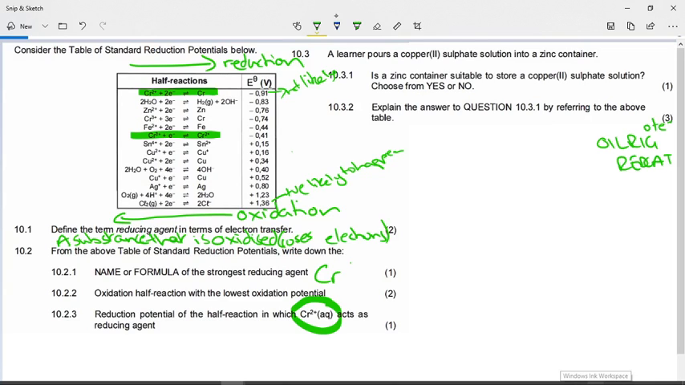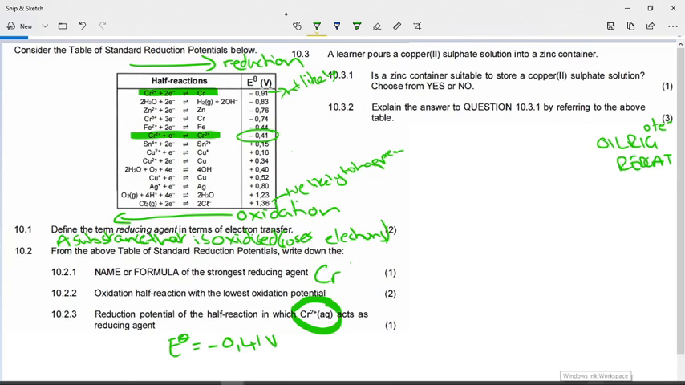But we want the half reaction in which chromium 2+ is the reducing agent, which means it's oxidized. So we are looking at this value over here. So it is an E theta of minus 0.41. Don't forget your unit of volts, which is on the top of the table.